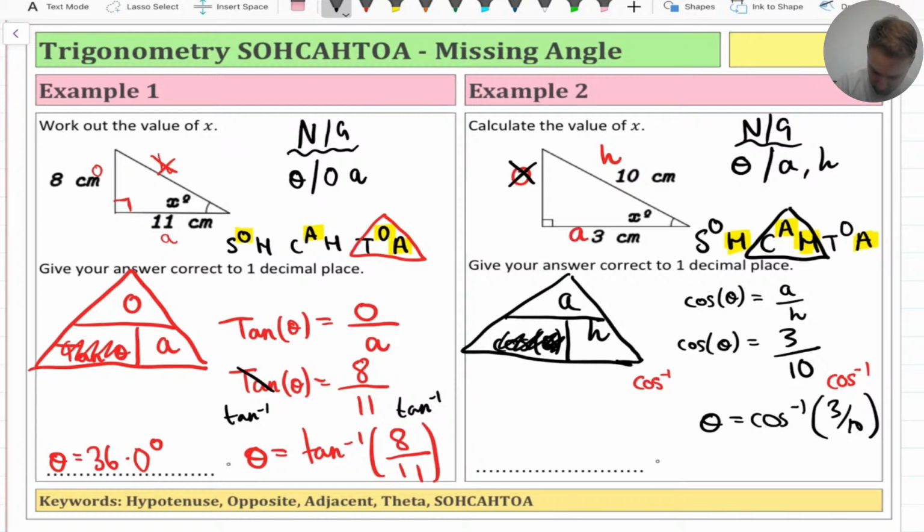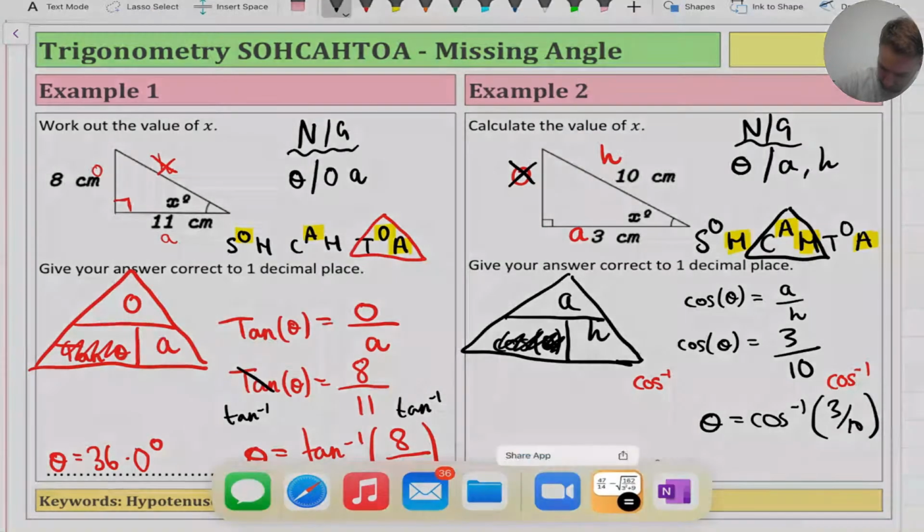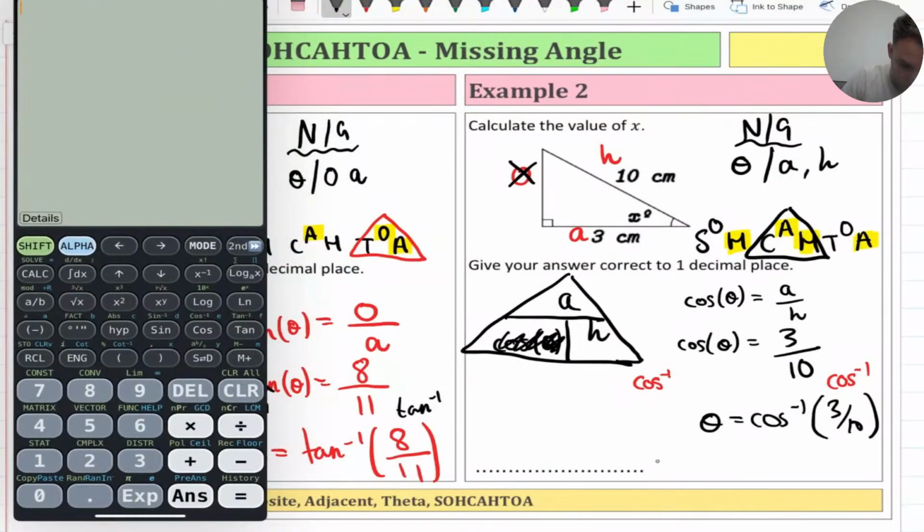So I type that into my calculator. Remember, we're doing cos to the -1 this time. Now the cos to the -1 is above the cos button, so I've got to press shift first. So shift cos to the -1 of 3 over 10. Close that bracket. Remember, it's cos to the -1, so I'm doing the inverse, which gives me 72.5 degrees. Done.